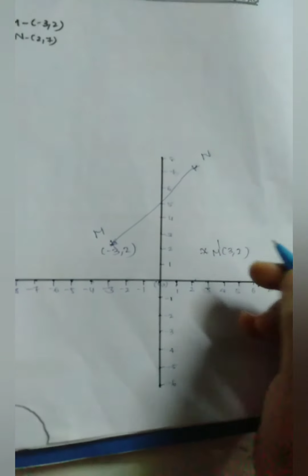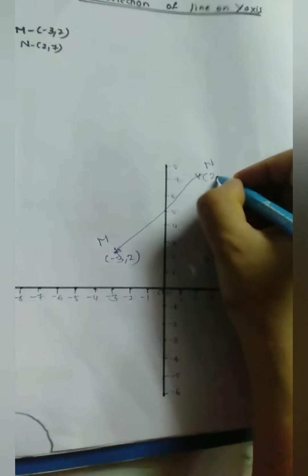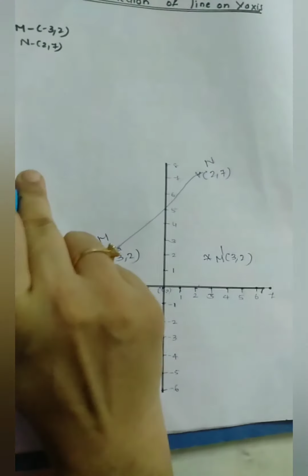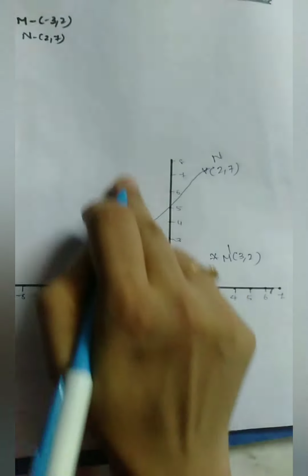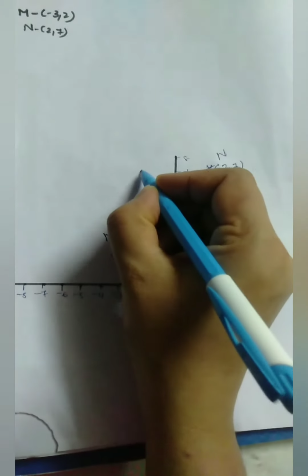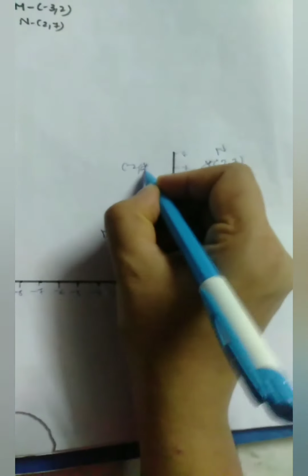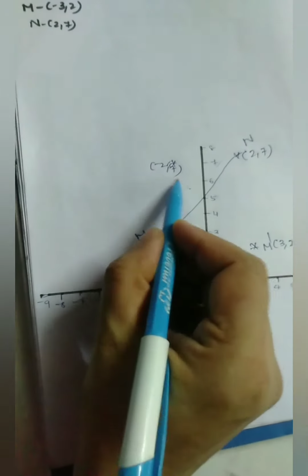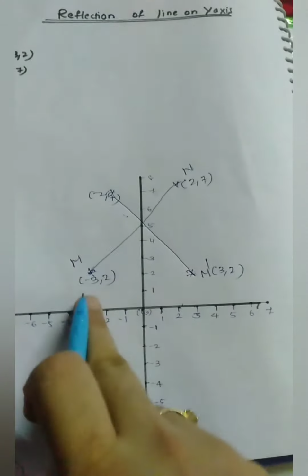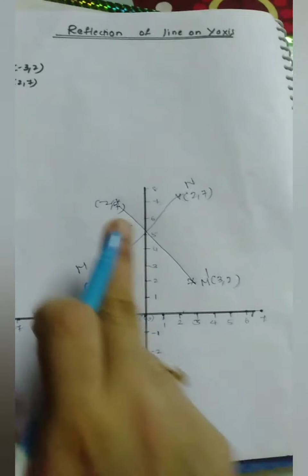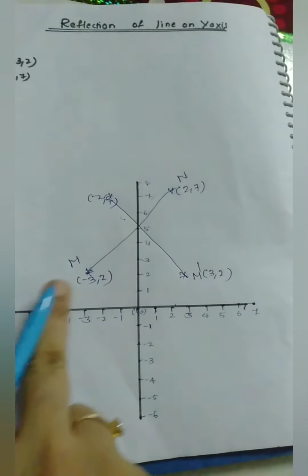And this was (2, 7). (2, 7) becomes (-2, 7), that is here. Now let's join these points. You have to join with the scale. I am using the freehand, but you have to join with the scale. That is M dash N dash, the reflection of MN.